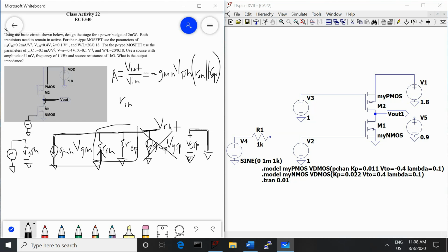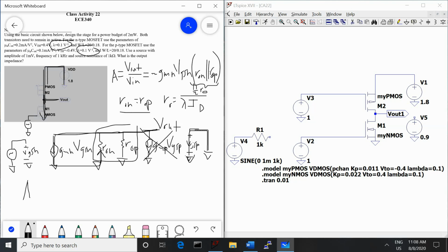Now R naught N equals R naught P, and that is because R naught equals 1 over lambda ID, and our lambdas are the same as given in this problem. And the current has to be the same because it comes out of this DC voltage source and goes across both transistors to ground. So that means that these two R naughts are the same in this problem. So this is the same as 1/2 times R naught, because R naught in parallel with R naught is 1/2 times R naught.